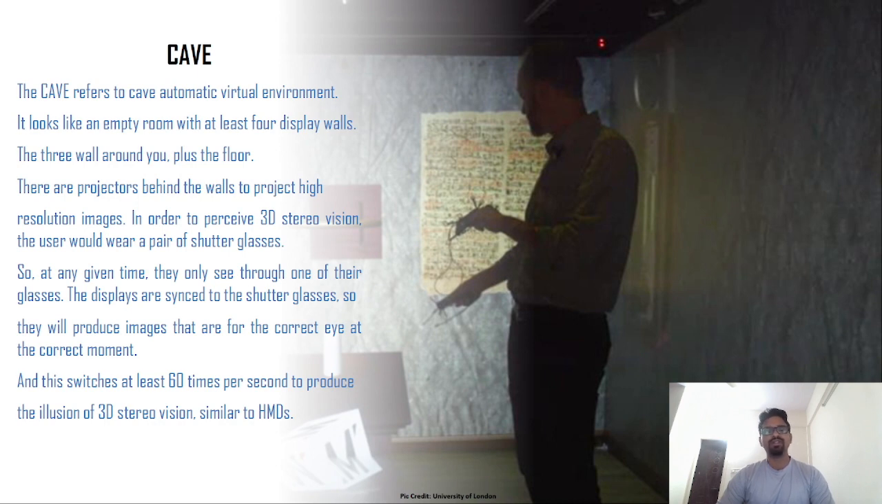In order to perceive 3D stereo vision, the user would wear a pair of shutter glasses. So at any given time, they only see through one of their glasses. The displays are synchronized to the shutter glasses, so they will produce images for the correct eye at the correct moment. And this switches at least 60 times per second to produce the illusion of 3D stereo vision, similar to HMDs. Like in HMDs, for both eyes there are different LED displays, and they are synchronized to create a stereo of 3D vision.